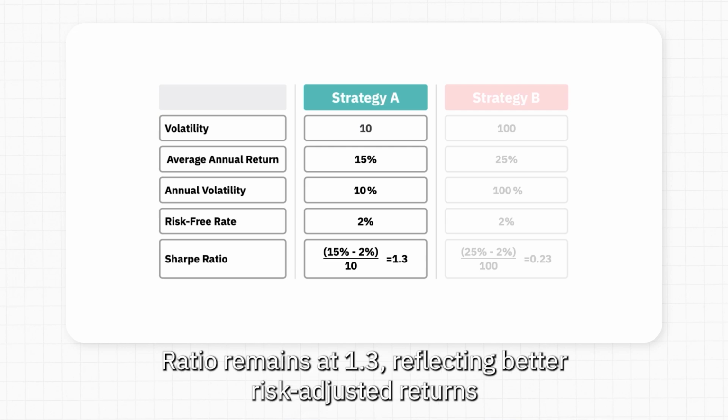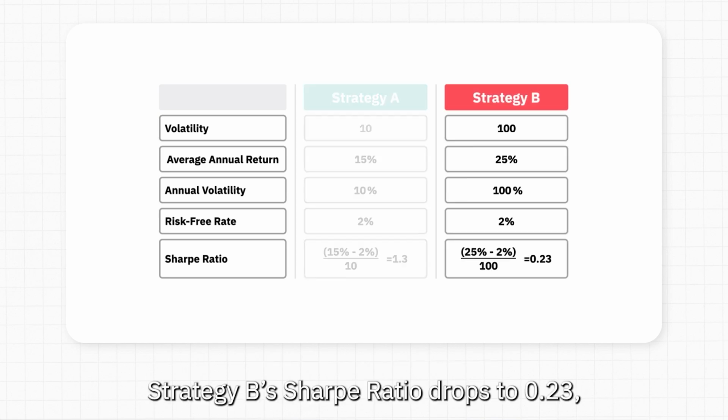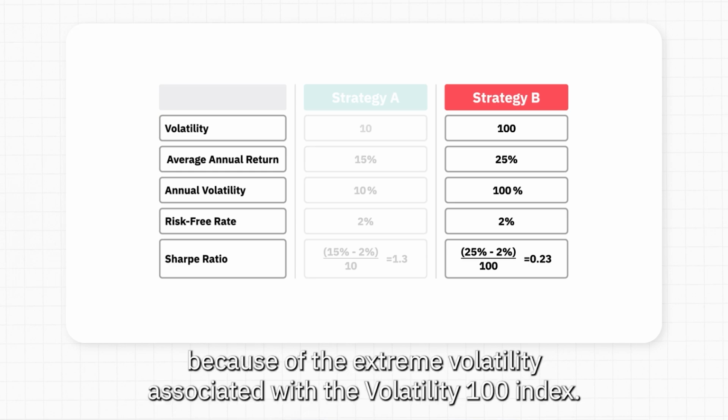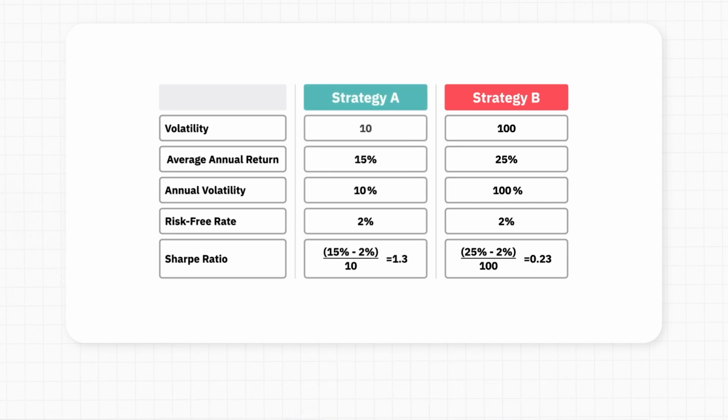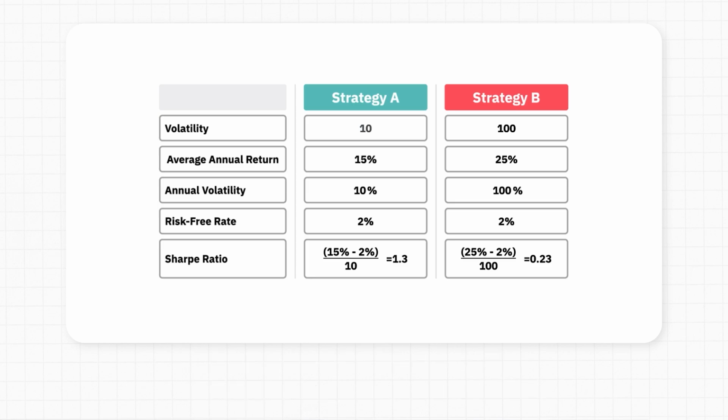Strategy A's Sharpe ratio remains at 1.3, reflecting better risk-adjusted returns given the lower volatility of the volatility 10 index. Strategy B's Sharpe ratio drops to 0.23, indicating substantially poorer risk-adjusted returns because of the extreme volatility associated with the volatility 100 index. This contrast in Sharpe ratios highlights the impact of volatility.